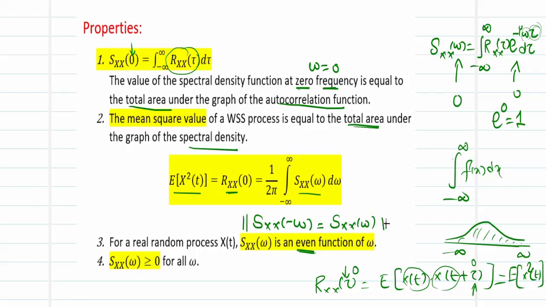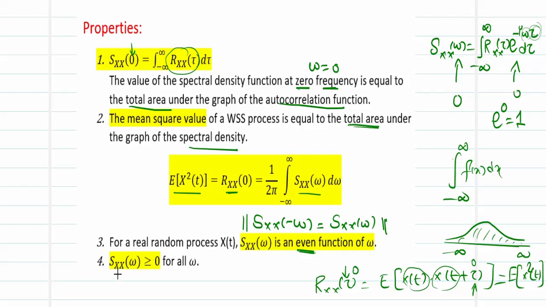When I replace omega with minus omega, what happens? I get the same function of omega. The same property holds true for an autocorrelation function also. The autocorrelation function is also an even function, but it is a function of tau. Over here, this is a function of omega.